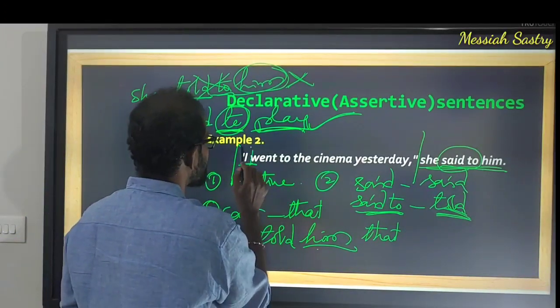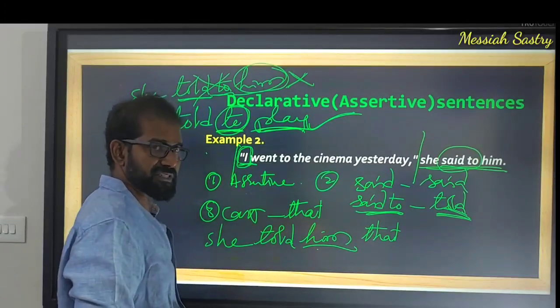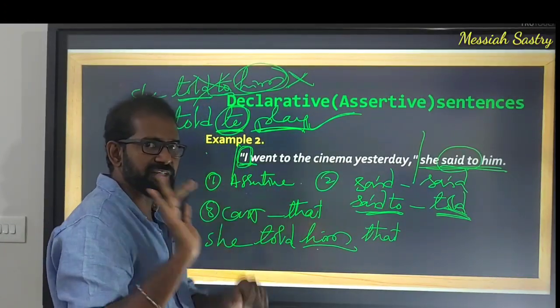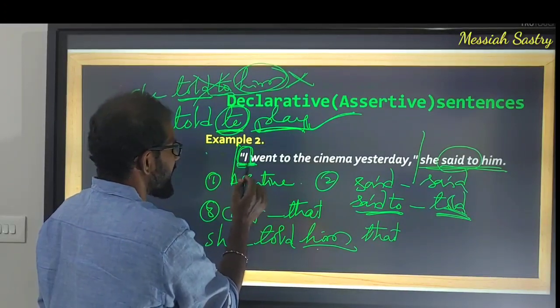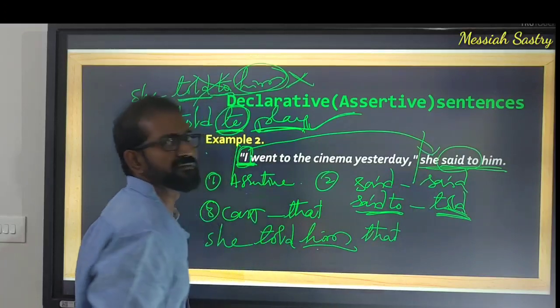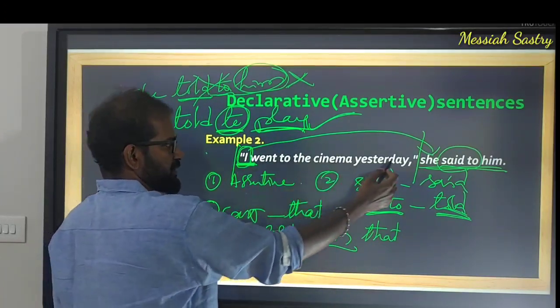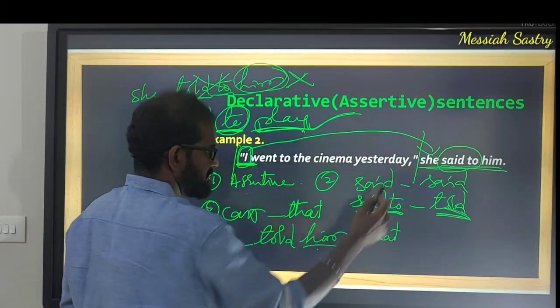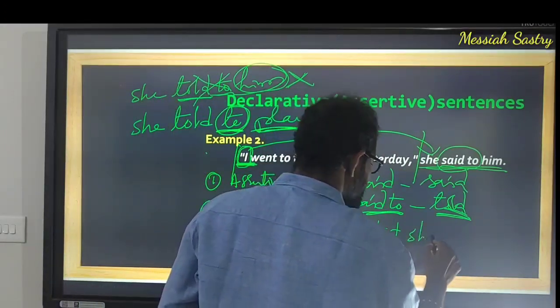"I", pronoun, personal pronoun. "I went to the cinema yesterday." Who went to the cinema? This "I" refers to whom? She. This "I" refers to "she". So, she.